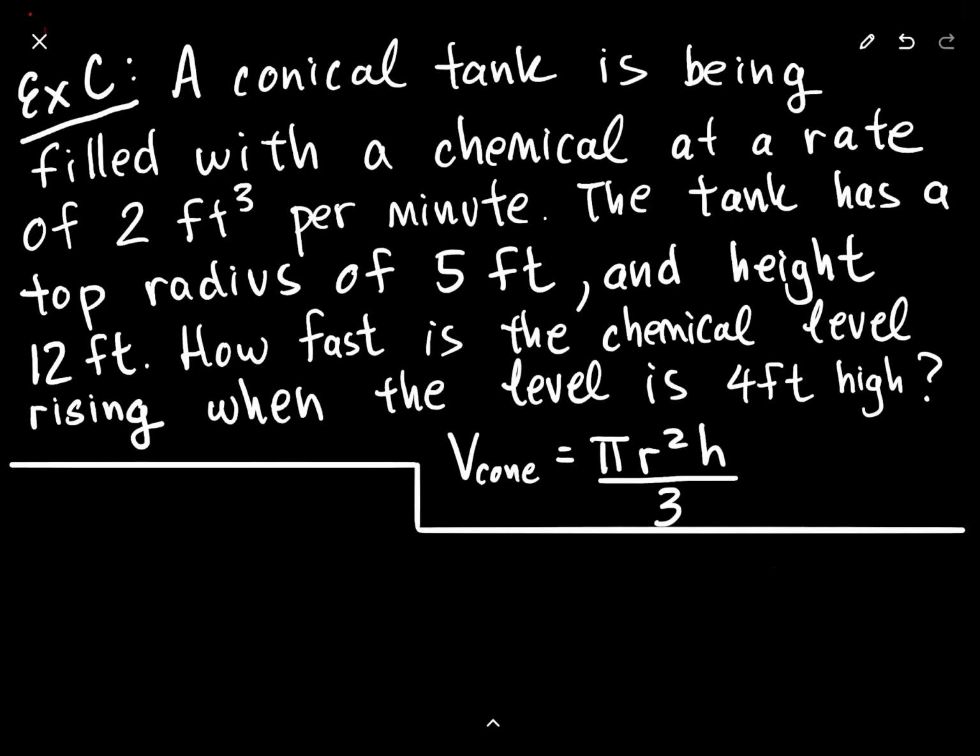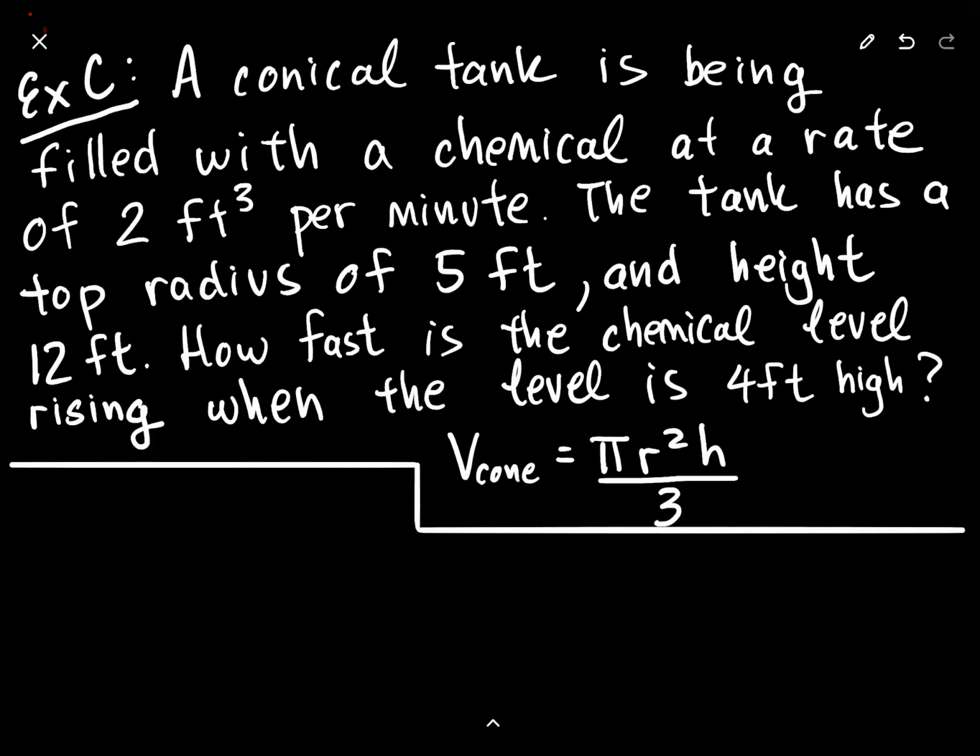For example, a conical tank is being filled with a chemical at a rate of 2 feet cubed per minute. The tank has a top radius of 5 feet and height 12 feet. How fast is the chemical level rising when the level is 4 feet high? And here the volume of a cone is given. It's pi r squared h over 3.